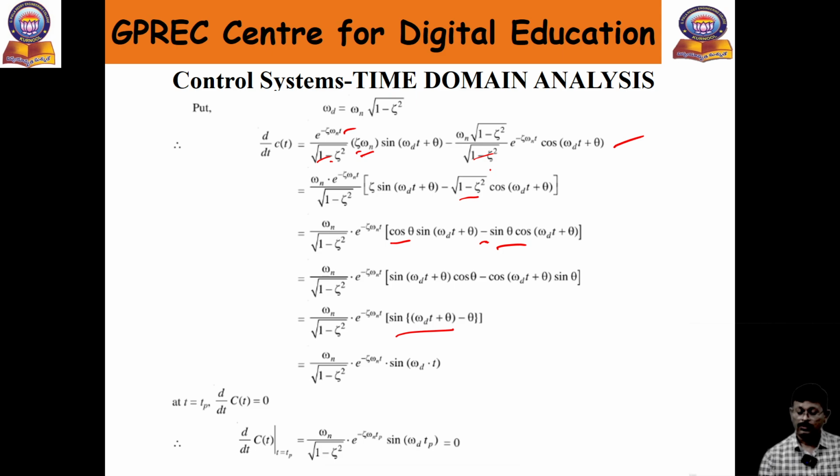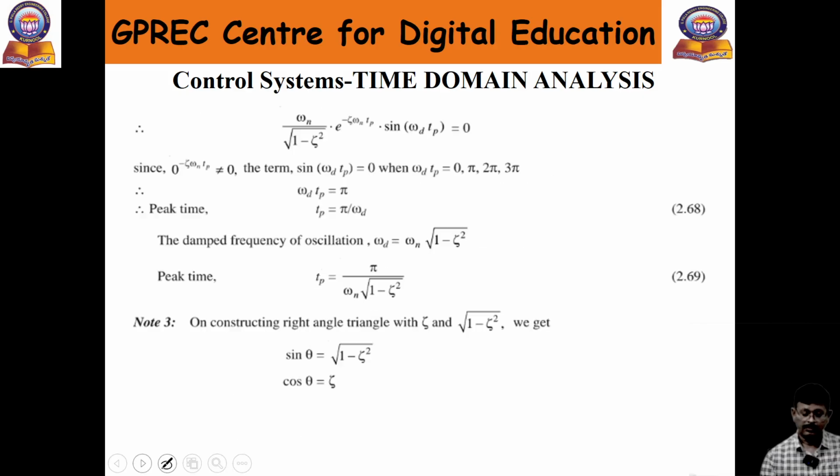So omega n by root of 1 minus zeta square, e power minus zeta omega n t, sin of omega d t plus theta minus theta. The theta will cancel out. So automatically we get omega n by root of 1 minus zeta square, e power minus zeta omega n t, sin omega d t, and make it equal to 0. So what is the condition? All the other terms will become 0, so only sin omega d t equals 0.